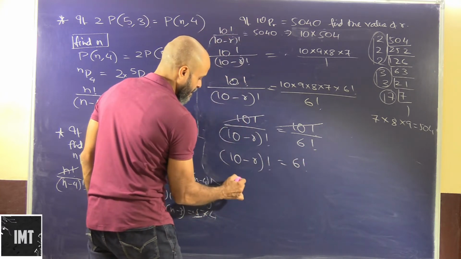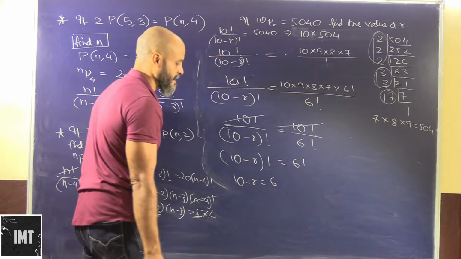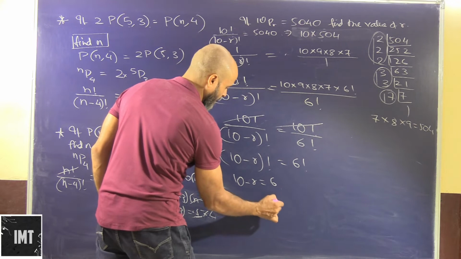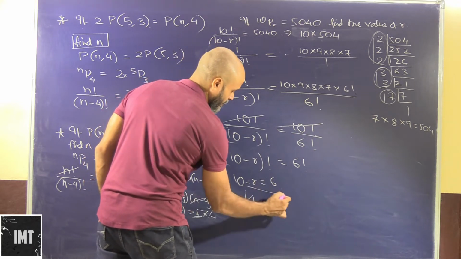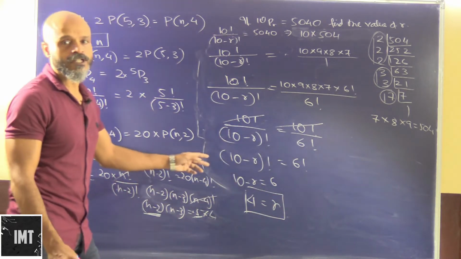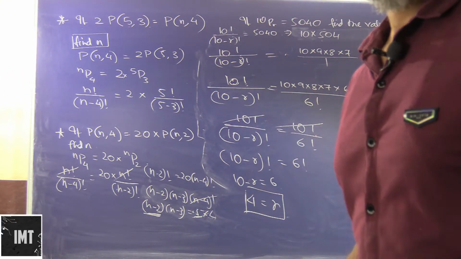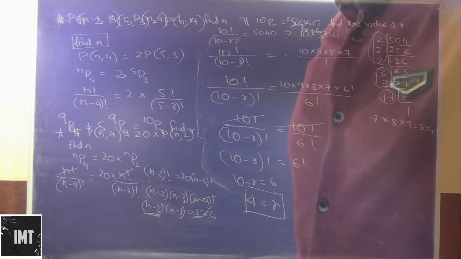So obviously 10 minus r will be equal to 6. So this has the value of r: 10 minus 6, that is 4. So the value of r will be 4. So these were the 3 problems that we were dealing with. We will deal with more problems out here to have clarity on the concept.